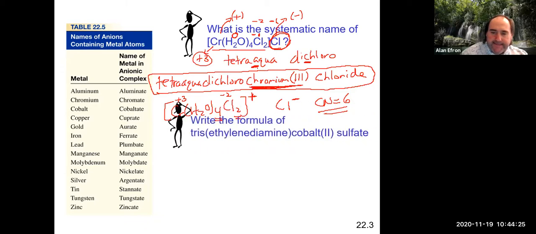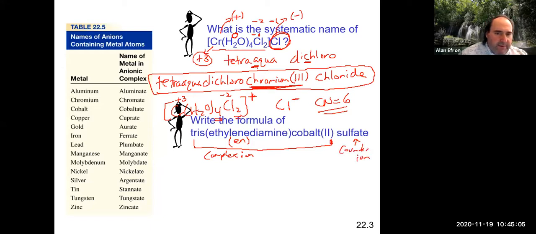Okay. So let's talk about then writing the formula for what we got here. This is tris-ethylenediamine cobalt-2 sulfate. So first off, that ethylenediamine is the thing that we can use as EN, sort of the abbreviation. So when we look at this, we do see that the metal with the Roman numeral here comes in the first part of the name. That implies that this part of it is our complex ion. And our sulfate here is our counter ion.